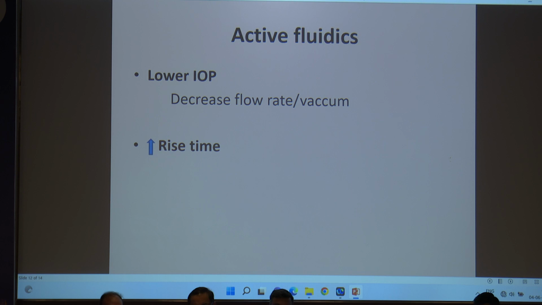unless you have removed the nucleus. In the newer machines, the active fluidics is really very beneficial in these situations. You can actually monitor the intraocular pressure. You can keep the machine's intraocular pressure very low so that there is no sudden deepening of the anterior chamber. And also you can modulate the rise time. Rise time is the time taken for the pressure to rise in the given machine, where you can modulate it and let it rise slowly.